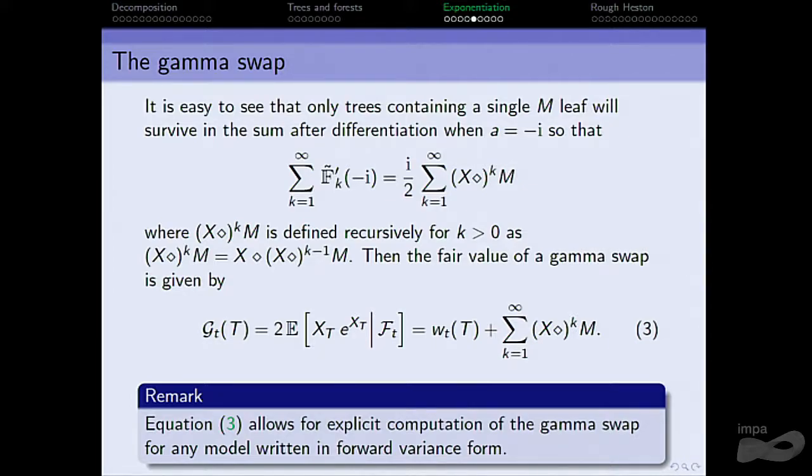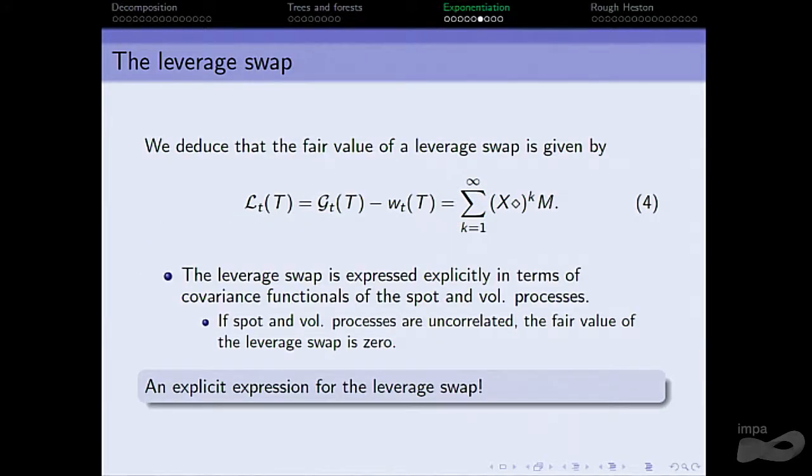Now, the leverage swap is an interesting product, presumably traded, because gamma swaps are traded and so are variance swaps. The leverage swap is just the difference between a gamma swap and a variance swap, and you can see this is the variance swap, this is the gamma swap. So now we have a very elegant expression for the leverage swap. And I'm rapidly running out of time.